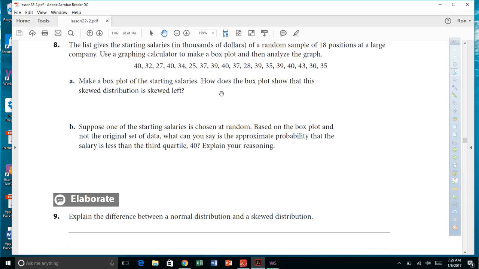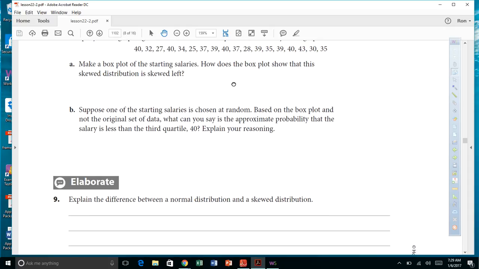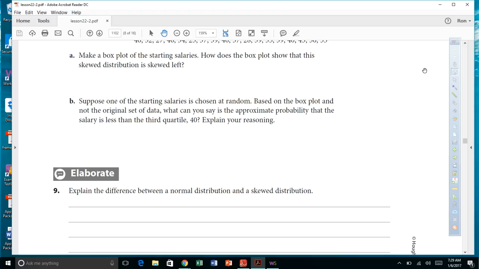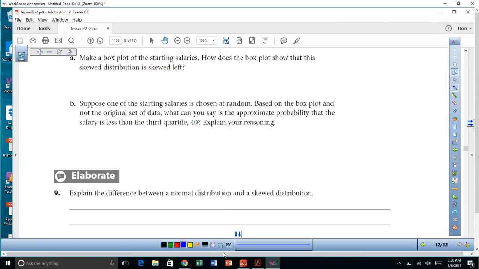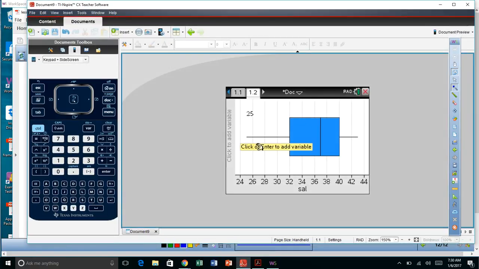We made a box plot. How does a box plot show that this distribution is skewed left? Okay. How does it show it's skewed left? This whisker here is a lot longer than that whisker there, right? And this box here is wider than that box there.